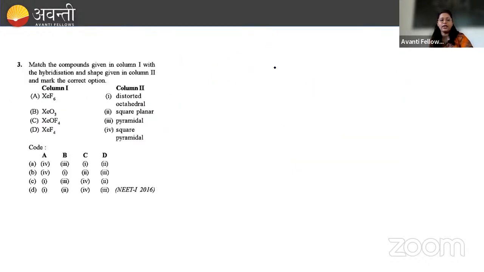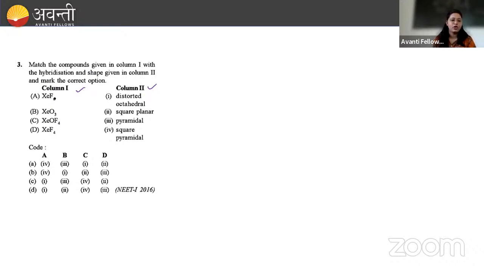Okay, let's go on to the next problem. Match the compounds given in column 1 with column 2. Here we are solving certain PYQs of these P block elements. I have combined all the PYQs from groups 15, 16, 17 and 18, and we are going to solve them in order to understand the phenomena present in this chapter.